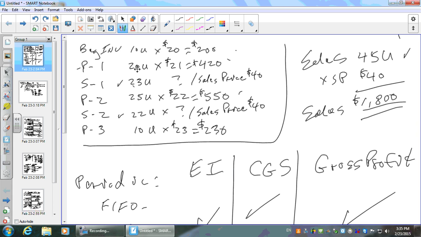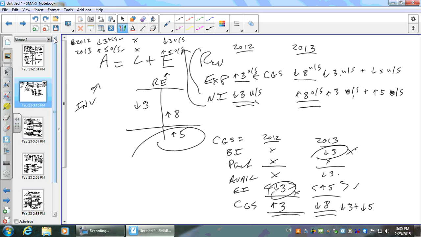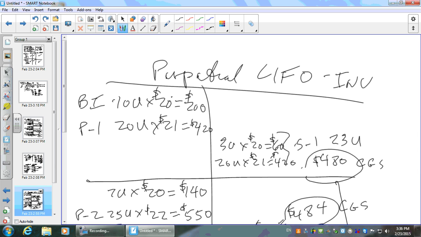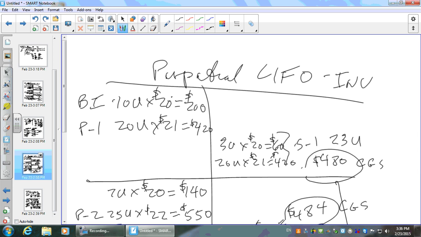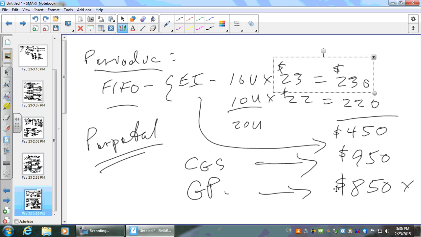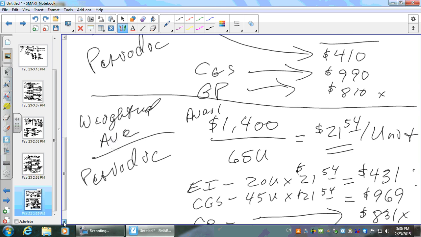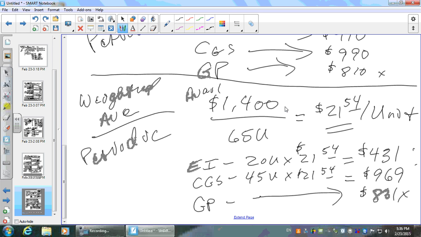For weighted average, what would we have done? There's the periodic. There it is. On weighted average, I have 1,400 available. That's my beginning inventory plus all my purchases. The units, beginning inventory plus all my purchases, was 65. I divided it in, it's $21.54. 20 of them at 21.54, my weighted average. And then the cost of goods sold, of course, would be the 45 I sold.